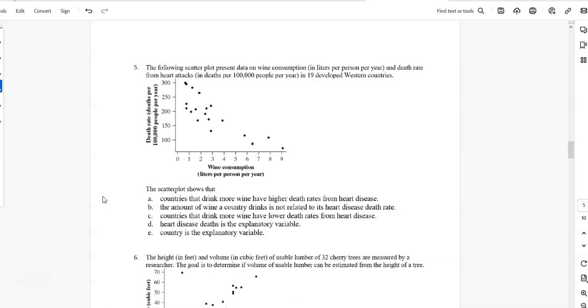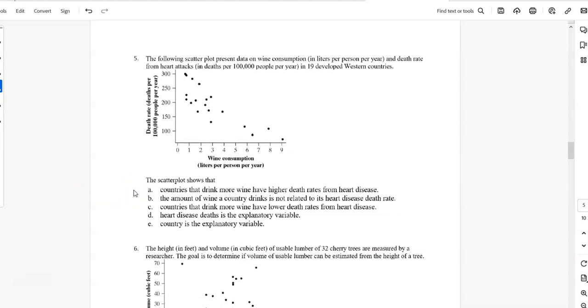Okay, the following scatter plot is data on wine consumption in liters per person per year and death rate from heart attacks. Oh, that's interesting. The more liters of wine per person that you drink, it evidently has a negative correlation. So the more liters you drink, the less chance you have of death from heart attacks. Okay, so the scatter plot shows that countries that drink more wine have higher death rates from heart disease. No, you drink more wine, you have lower, so that's not true.